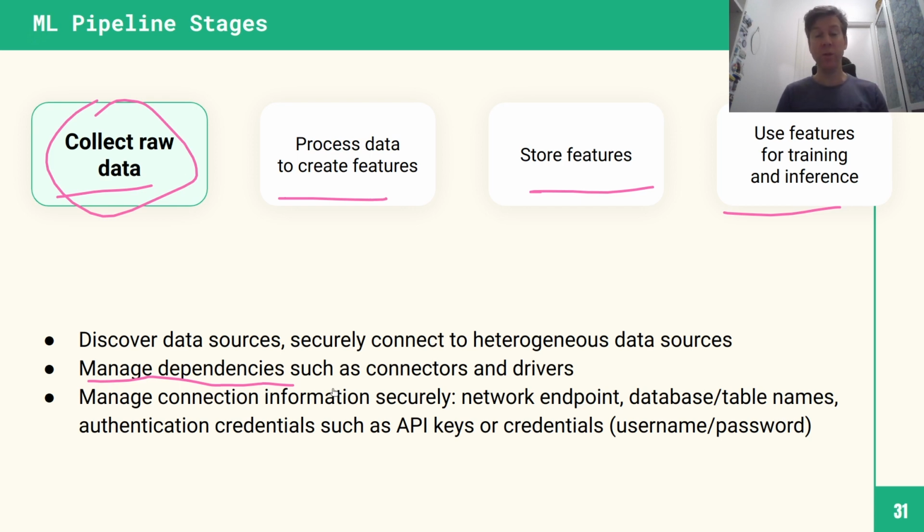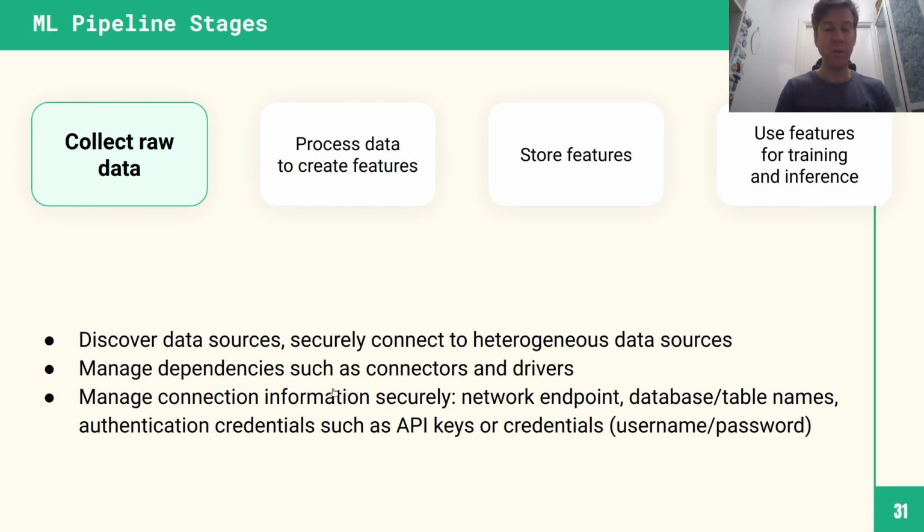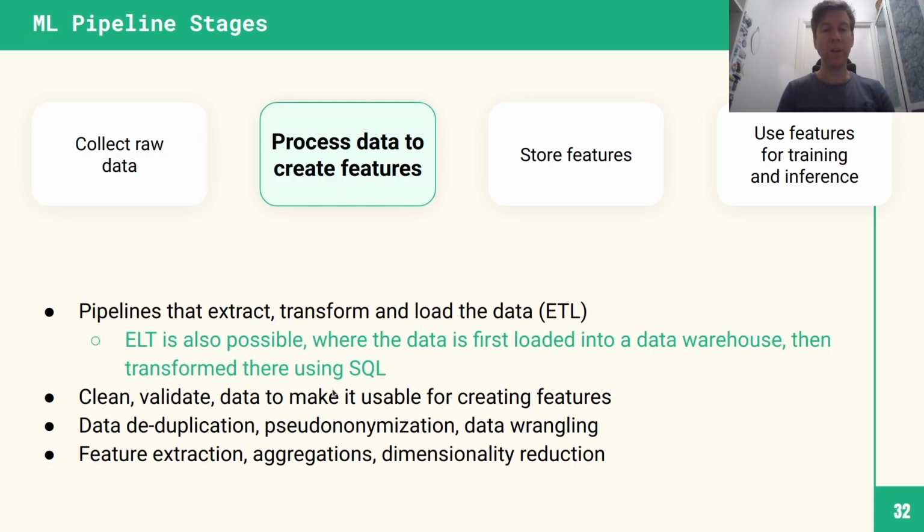You need to know the network endpoint you're connecting to, authentication credentials, an API key. We're going to use API keys in this course to connect to the Hopsworks platform, for example. And that's the basic phase of collecting the raw data. How are we going to get the data, connect to it, and download it so that we can actually create features with it?